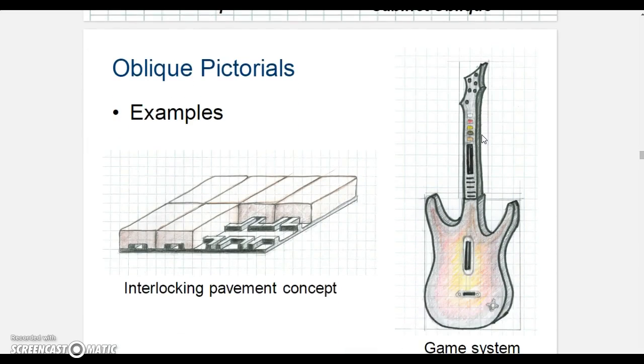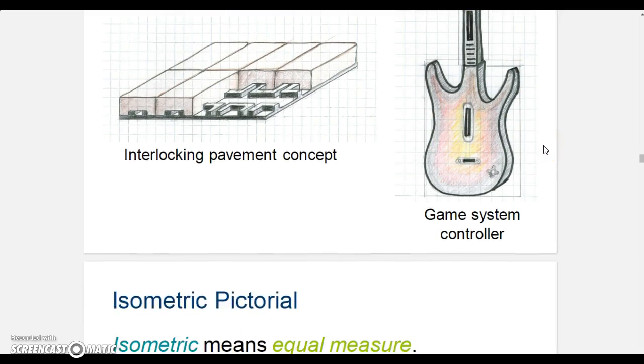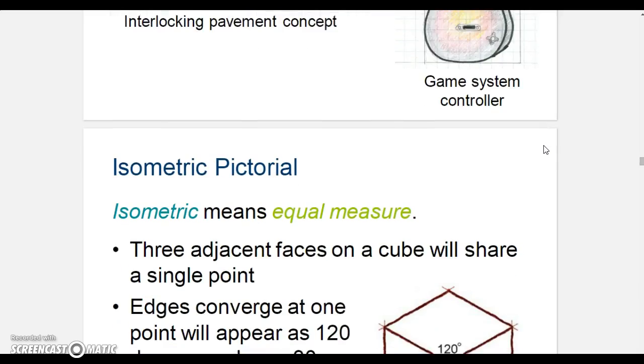So here are some examples of oblique pictorials, trying to show you that the shading on the frontal is usually similar to the top, which doesn't have any, and the right side will have a little different. You can notice that with this interlocking pavement concept, and also with the right side shading of this guitar, which is different than the side shading of the guitar as well, or a game system controller, I guess.